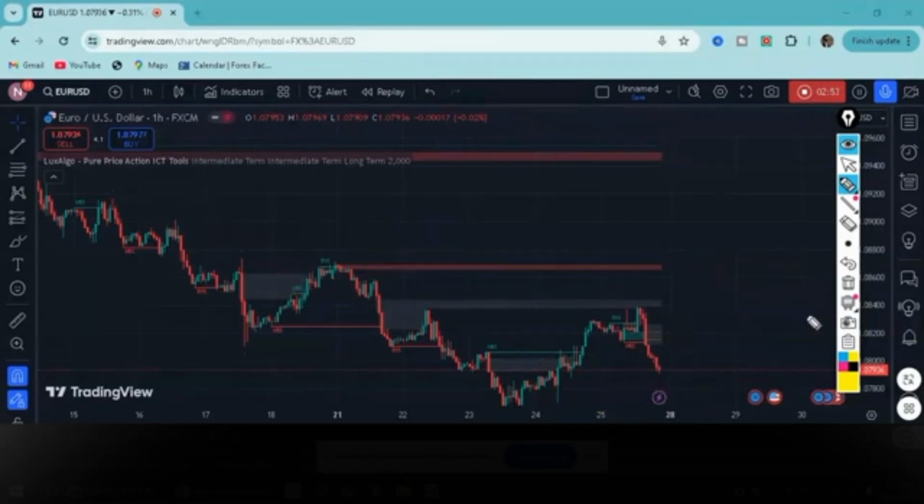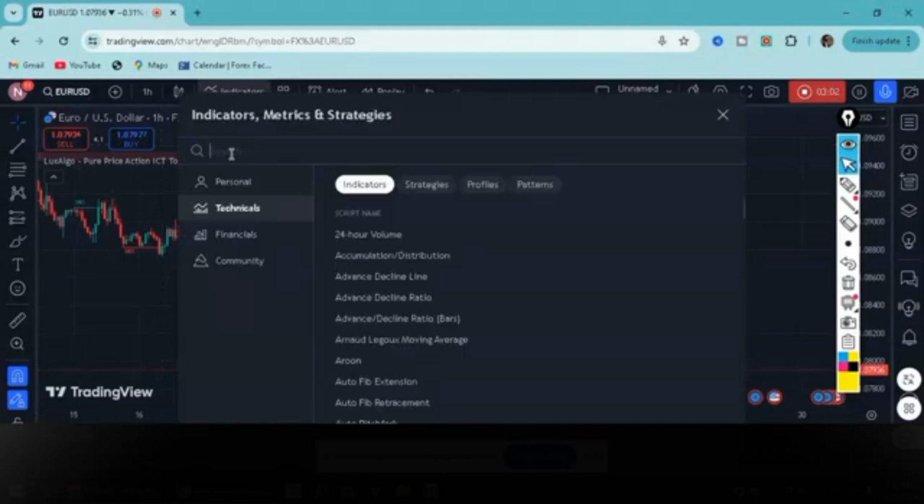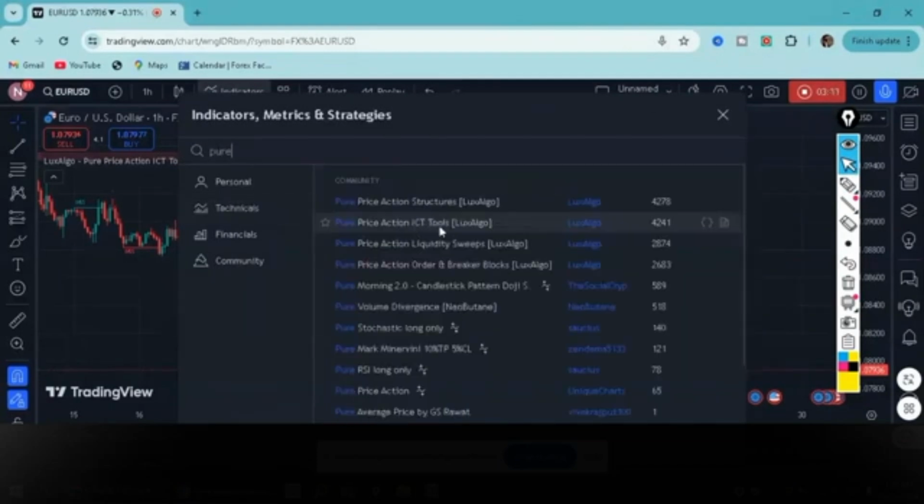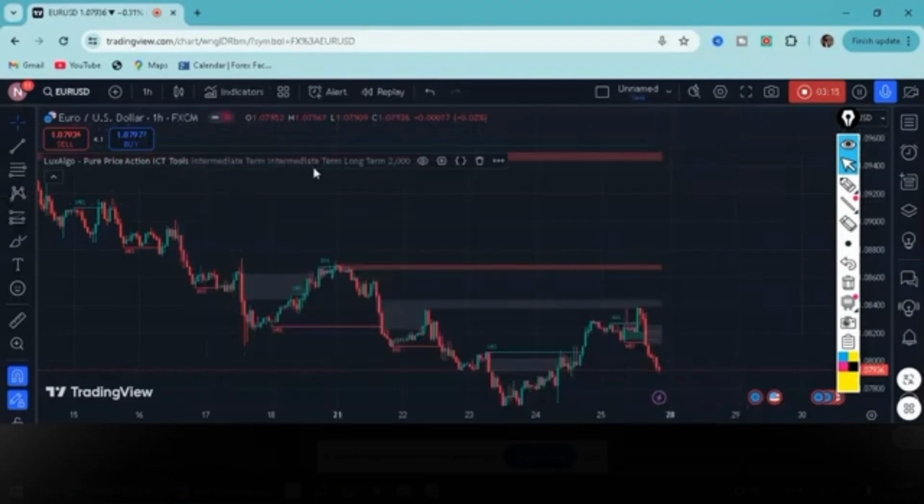You may ask how you can add this indicator. You're just going to click on the indicators tab on tradingview.com and search for Pure Price Action ICT Tools by LuxAlgo. Click on it, and once you click on it, it is going to appear like this on your chart.